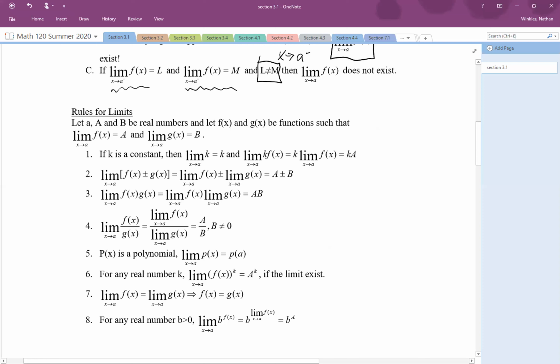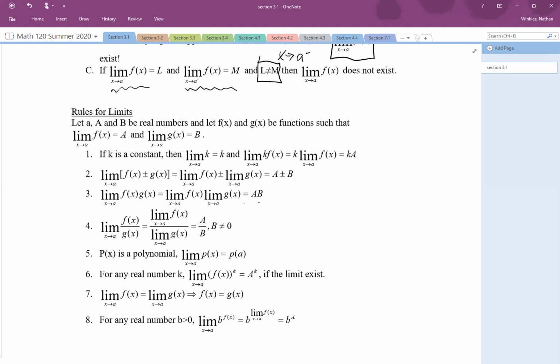If we can add and subtract, then the next thing to look at is multiplication. The limit as x approaches a of f of x times g of x is equal to the limit as x approaches a of f of x times the limit as x approaches a of g of x, which will give us a times b. If you have a product of two functions, you can take the limit of each one of them and then multiply the end result.